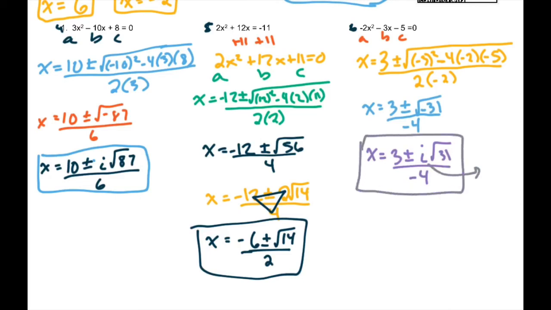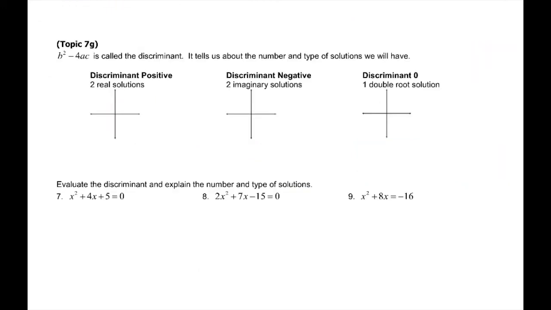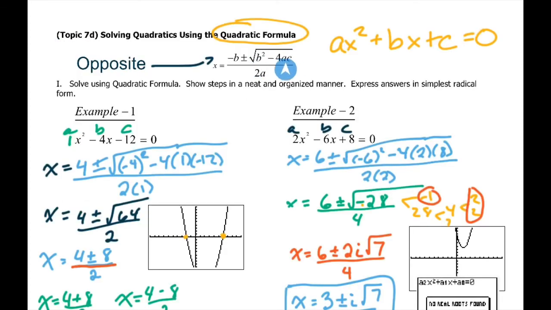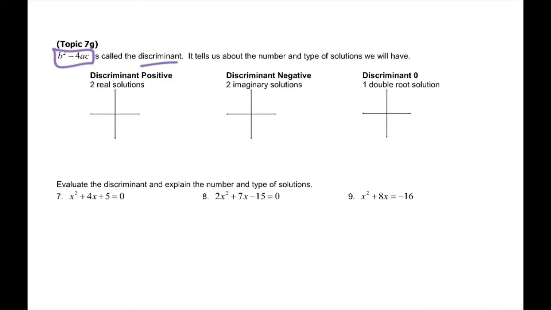We have the I here. The I comes from the fact that we had a negative in the square root, so inside of it is what makes it imaginary. And there's 2 solutions because of the plus or minus. One last thing we're going to talk about is topic 7G, which is the discriminant. The discriminant comes from the inside of the square root of the quadratic formula. So if we look back, the quadratic formula had this b squared minus 4ac part underneath the square root. That is your discriminant.